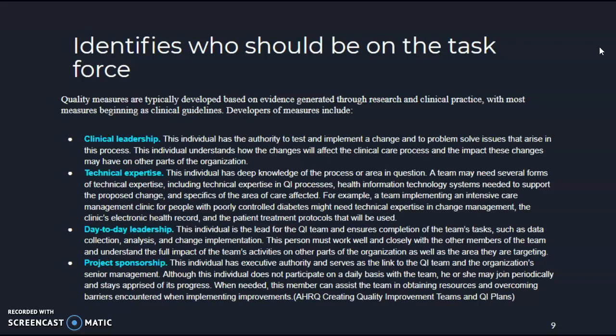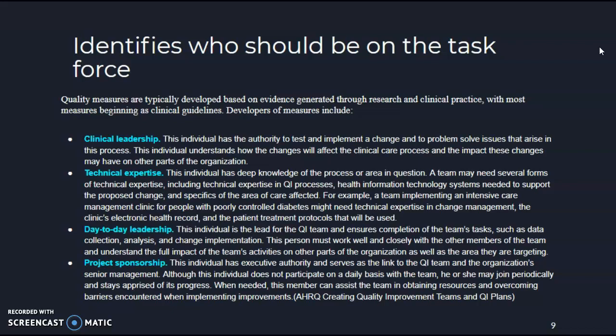Also on the team, we need day-to-day leadership. This particular individual is the lead of the QI team and ensures completion of the team's tasks, such as data collection, analysis, and change implementation. This person also must work well and closely with other members of the team and understand the full impact of the team's activities on other parts of the organization, as well as the area they are targeting.